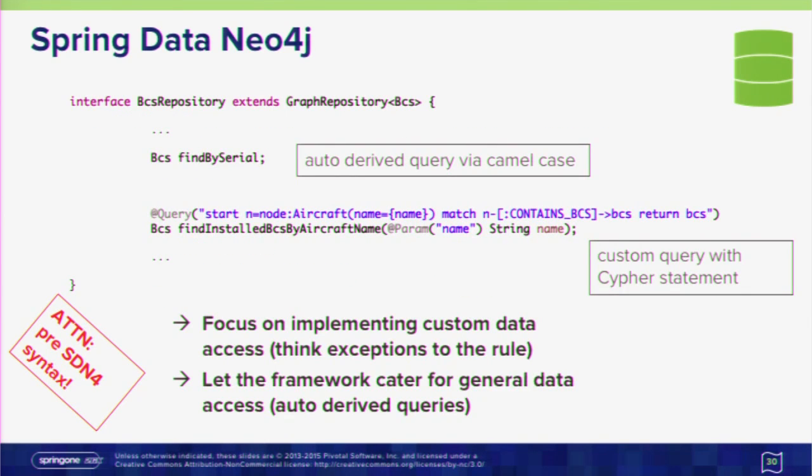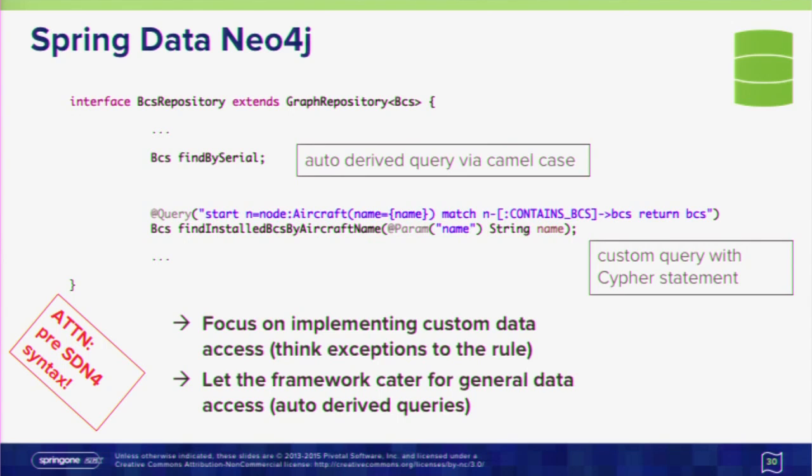Spring Data also provides you with repositories for persistence access, or as a bridge between you and the persistence layer. So the graph repository is a base repository. All those CRUD methods are already implemented there. So we extend that base repository. In our case, we have a BCS repository. It's our data access means for getting servers.